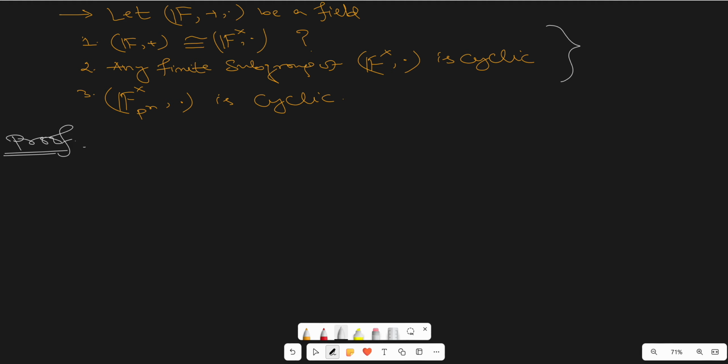How do we prove this? Whether the first statement is true or false, I don't know. So I will prove that the first statement: F plus and F star dot are never isomorphic. The first proof I am going to show is that F plus and F star cannot be isomorphic.